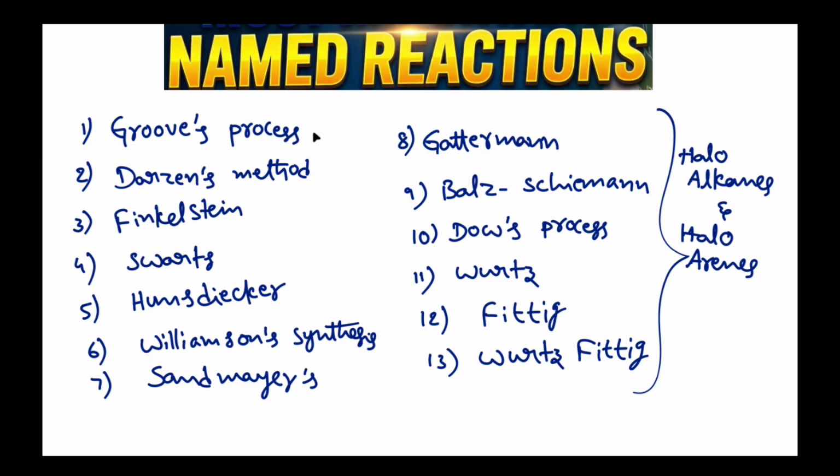The named reactions are Groves process, Darzens method, Finkelstein reaction, Swarts reaction, Hunsdiecker reaction, Williamson's synthesis, Sandmeyer's reaction, Gattermann reaction, Balz-Schiemann reaction, Dow's process, Wurtz reaction, Fittig reaction, and Wurtz-Fittig reaction. All these named reactions are present in the haloalkanes and haloarenes chapter. Now one by one I will explain all these named reactions.